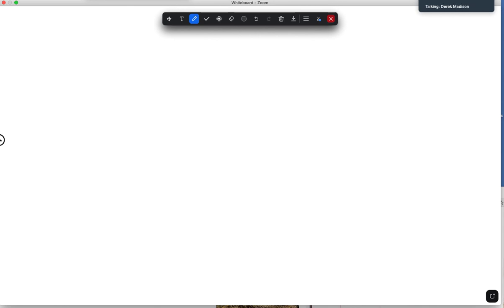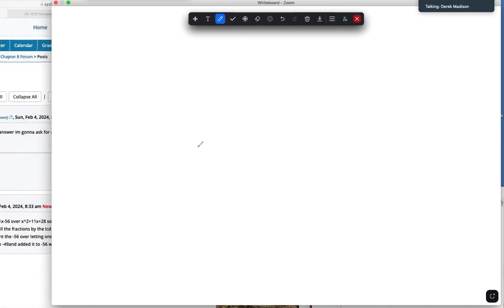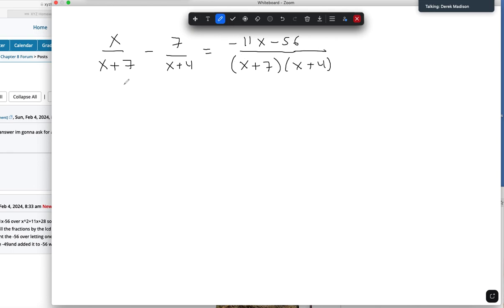So for that one, let me scoot this over here. You have x over x plus 7, excuse me, minus 7 over x plus 4, equals negative 11x minus 56 over this stuff foiled out. So I'm going to, again, just save myself a little writing and write it in its factored form.